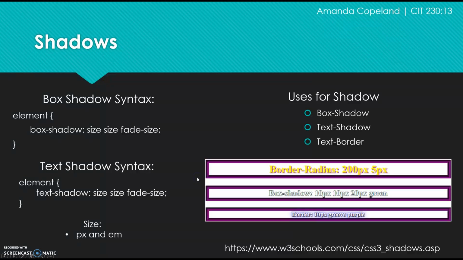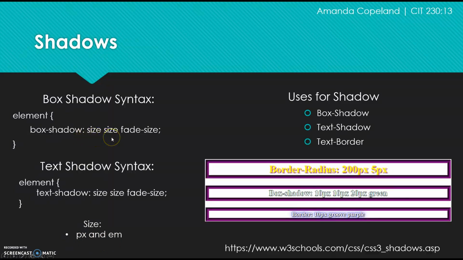Next, let's talk about shadows. There's 2 different types of shadows that I'll be discussing today. One is the box shadow, and the second is the text shadow. They both use the same values inside the syntax. You indicate the element inside of a bracket and you say box shadow or text shadow, and then you use the 2 different sizes, and then you'll use a fade size.